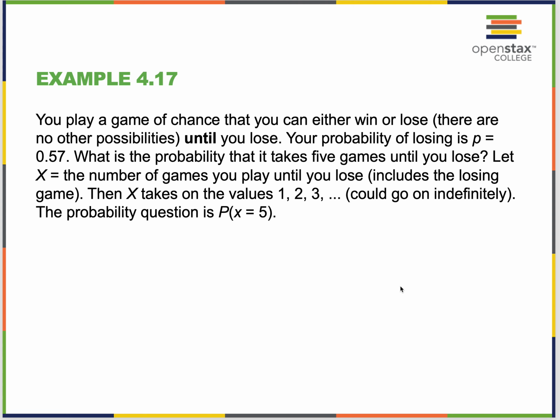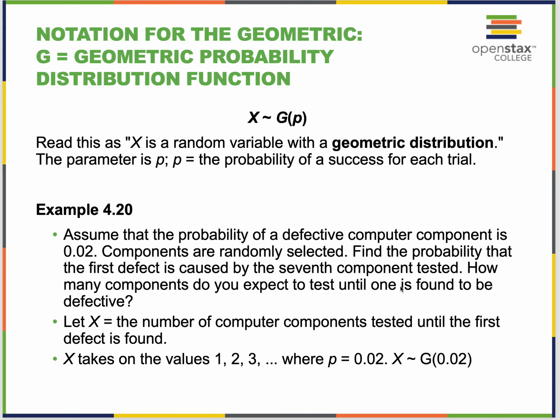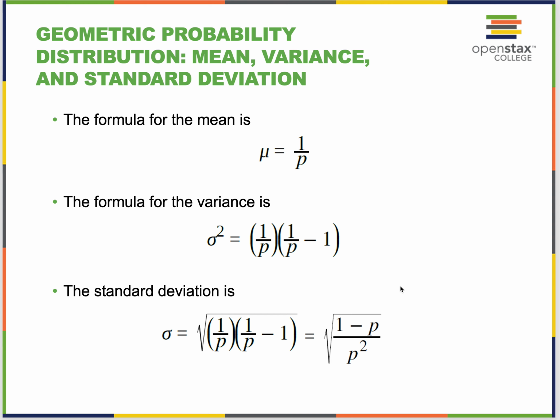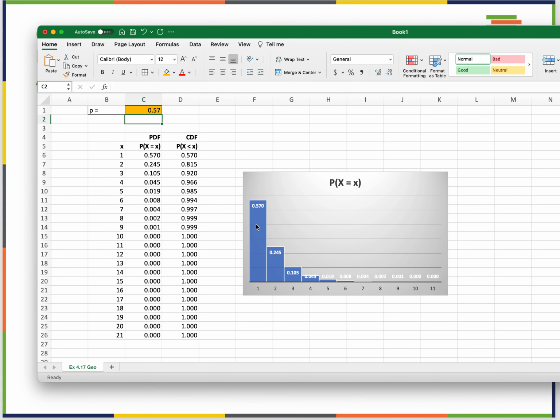Well, that would be the mean. And if it's 0.02, what is the mean for this? The mean is 1 over P. Here's the variance, which is (1 minus P) over P squared. And the standard deviation is the square root of that, which I think if you simplified this, it would be the same. It would be 1 minus P over P squared. But 1 minus P is the probability. So where do you expect to get the first one?